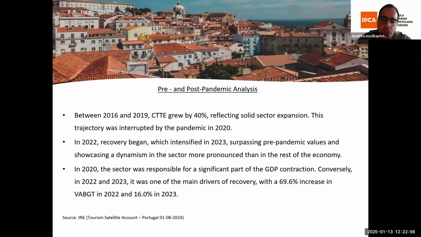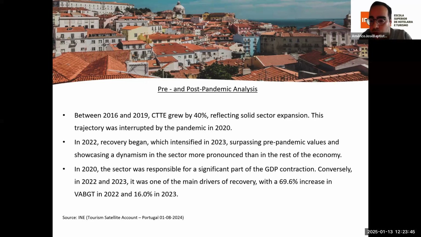Like I said, pre and post-pandemic analysis is so important. For example, between the years before the pandemic, 2016 and 2019, CTTA grew by 40%, reflecting solid sector expansion. This trajectory was interrupted by the pandemic in 2020. In 2022, recovery began, which intensified in 2023, surpassing pre-pandemic values and showcasing a dynamism in the sector more pronounced than in the rest of the economy.